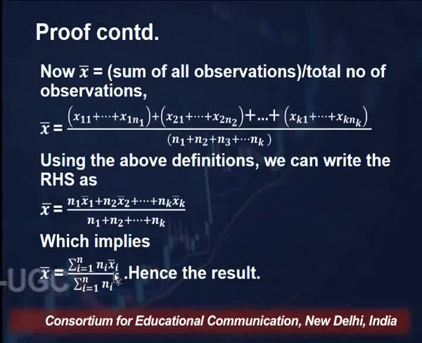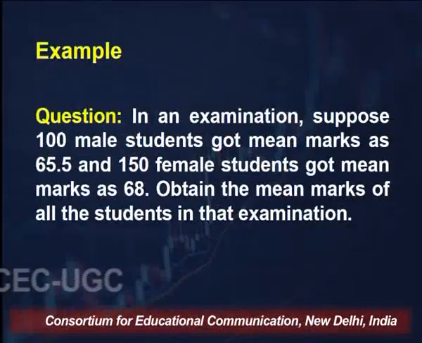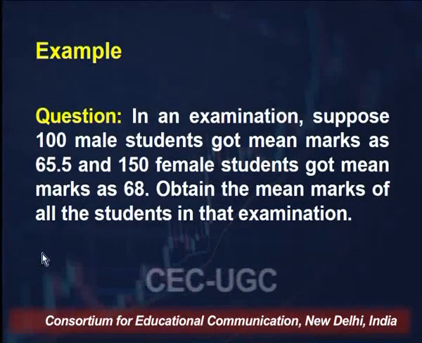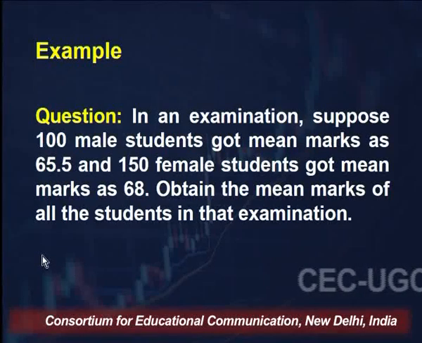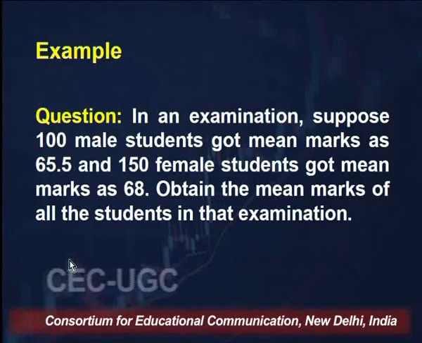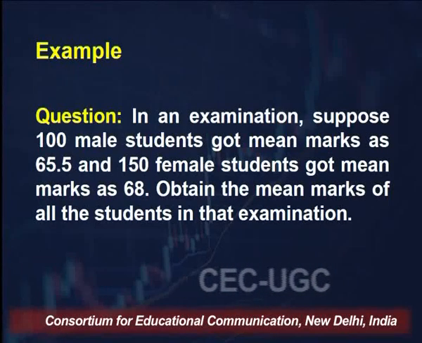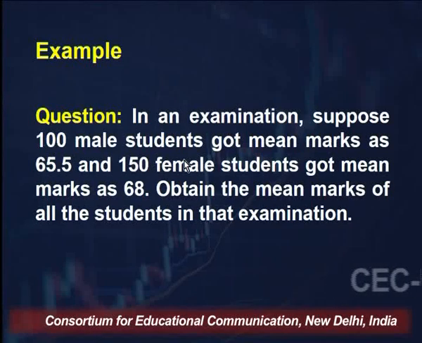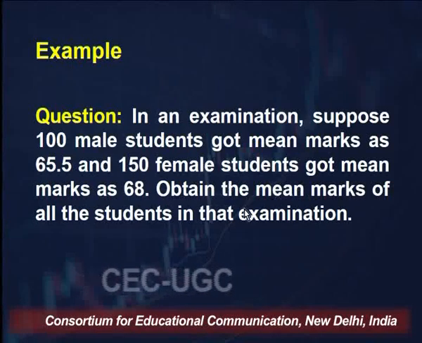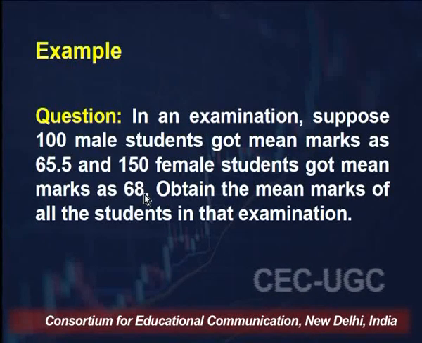Now I will discuss one example based on this so that you can understand how this property is used and what the benefit of this property is. The benefit is that in case you don't have the original observations, but you have the means of the series and their sizes, then also you can obtain the mean of the combined series. So let us look at the question first. In an examination, suppose 100 male students got mean marks of 65.5 and 150 female students got mean marks of 68. Obtain the mean marks of all the students in that examination.